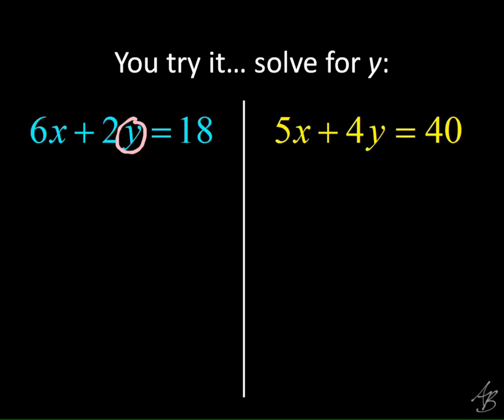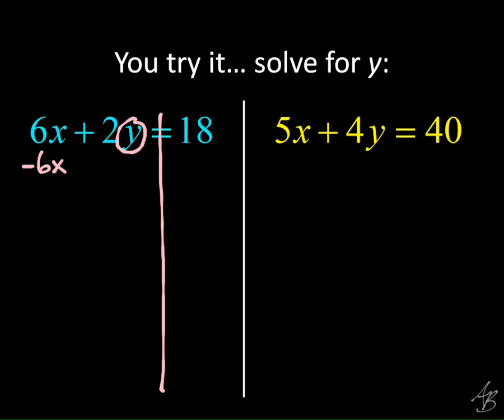And so I circle the y, and I draw the line through the equal sign. Now, to get the y by itself, I'm going to have to get rid of the 6x here, and I'm going to have to get rid of this 2. Which one should I get rid of first? The 6x. And how do I get rid of that? Nope. We're going to subtract 6x.